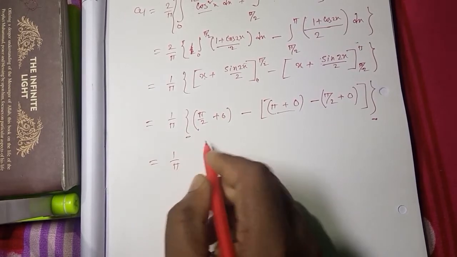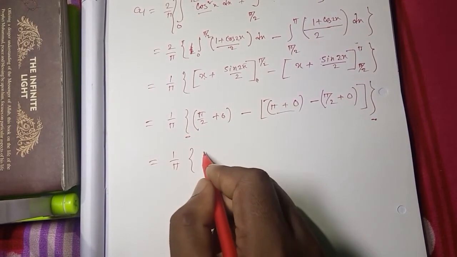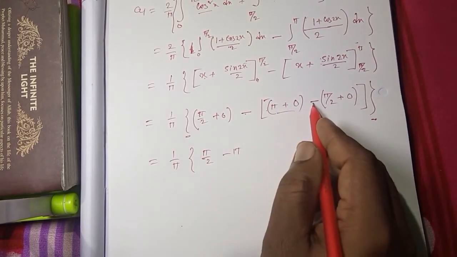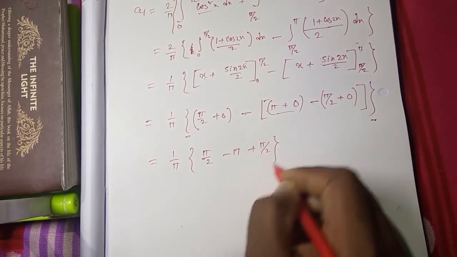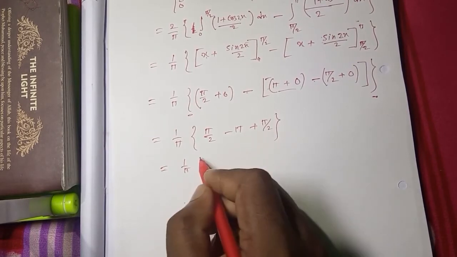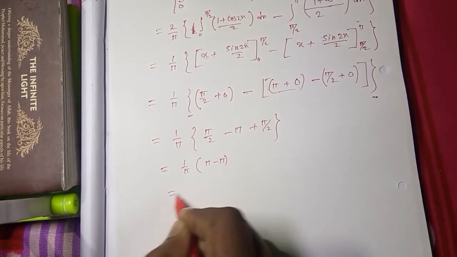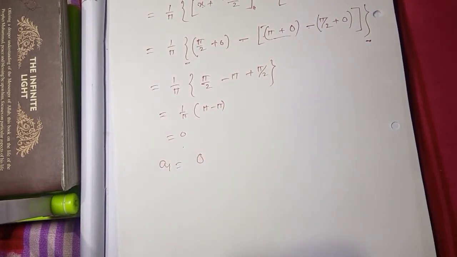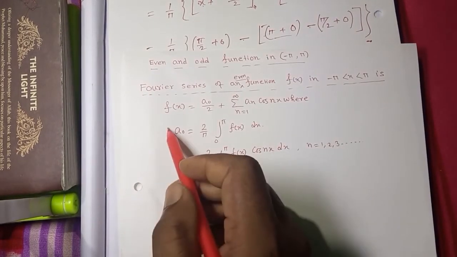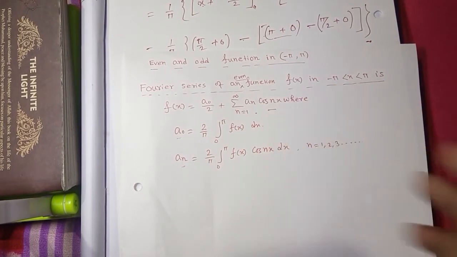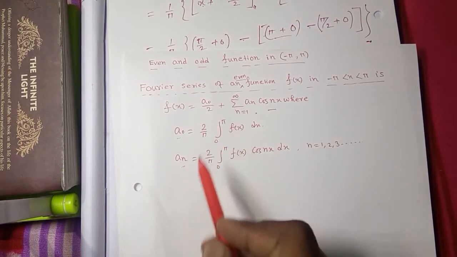1 by pi by 2, minus pi minus a plus pi by 2. Therefore 1 by pi, this gives pi minus pi, this is equal to 0. Therefore a1 is equal to 0. So our required Fourier series is f of x is equal to a0 by 2 plus summation n equal to 1 to infinity an cos of nx. We put a0 and an here.